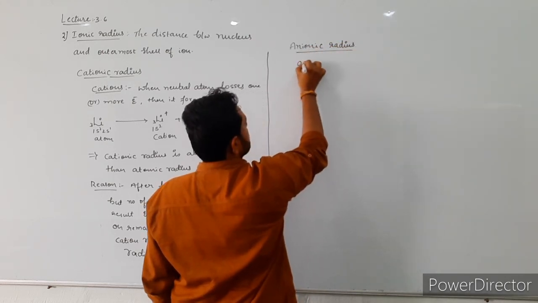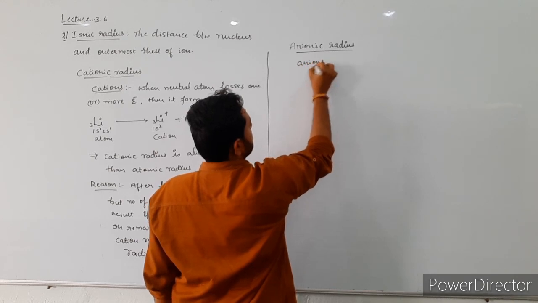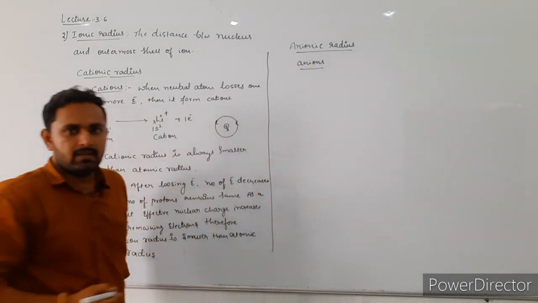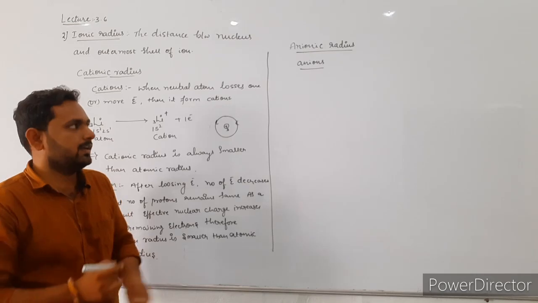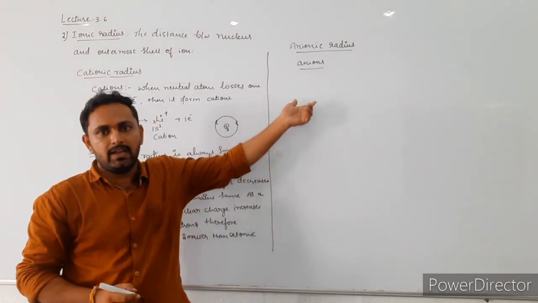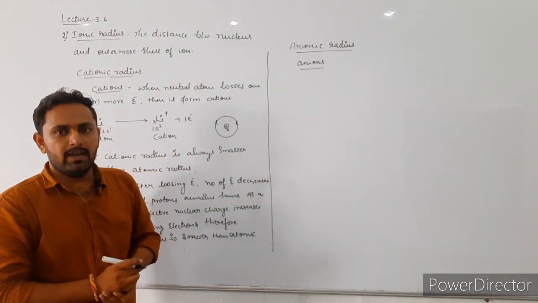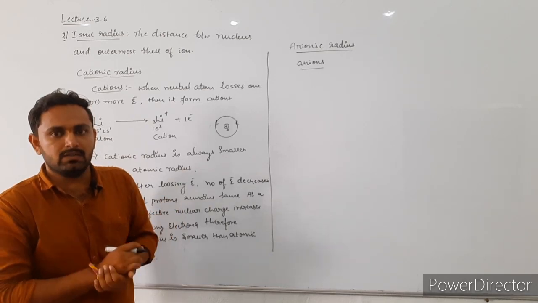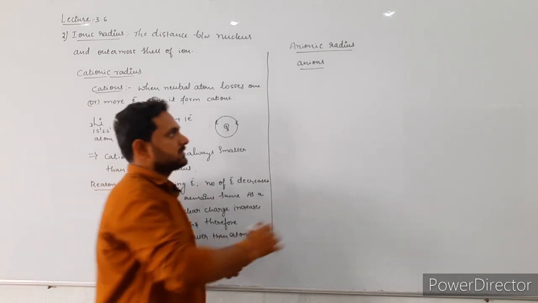First, what are anions? Negatively charged ions are called anions. How anions will form? When neutral atom gains one or more electrons, then it forms anions.